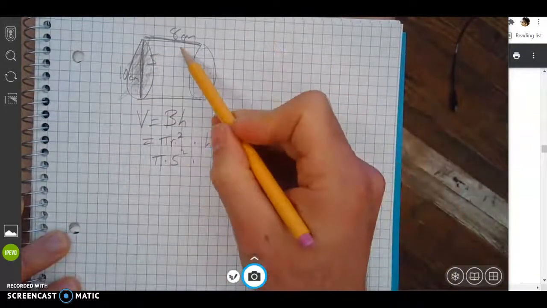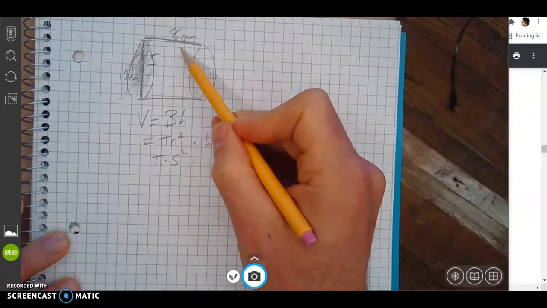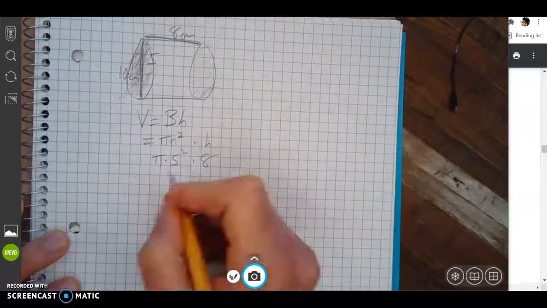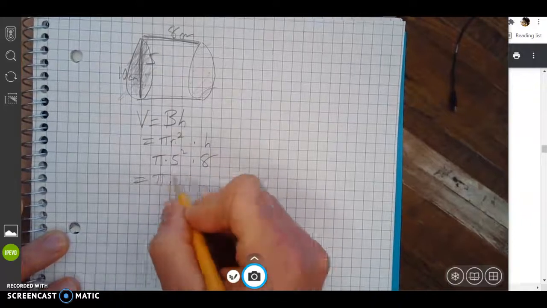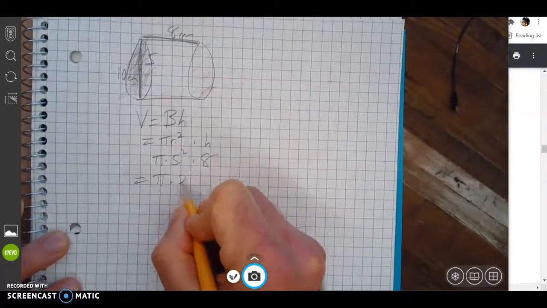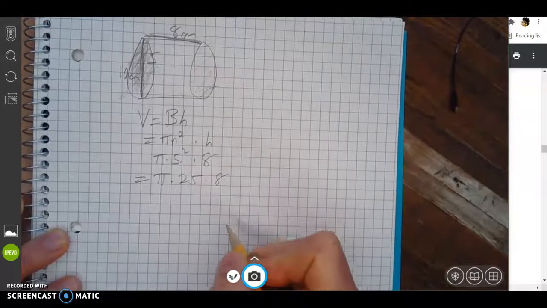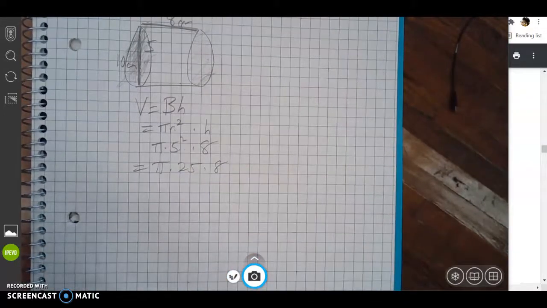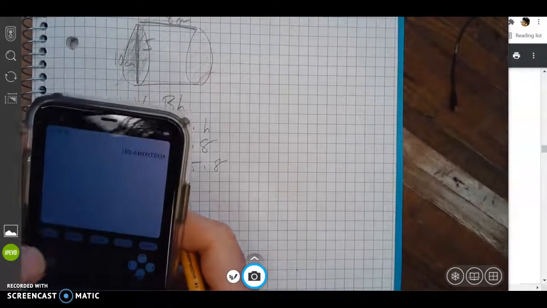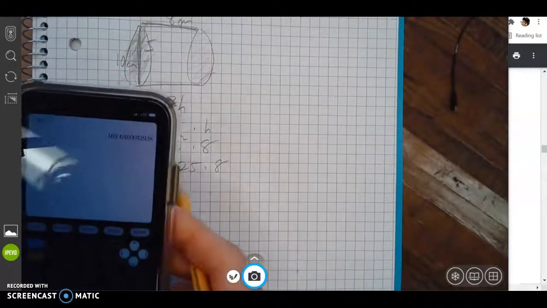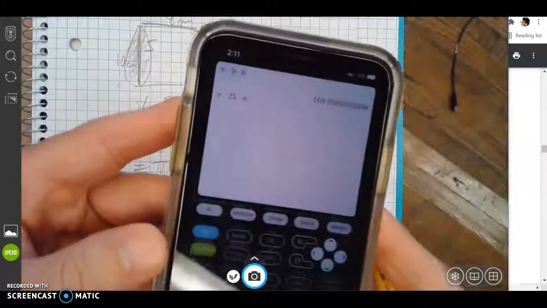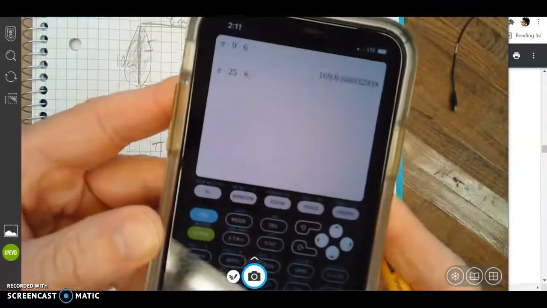Height and length in this case, just like in the triangular prisms, is about the same thing. So the length or the height is 8, like that. So I have pi times 5 squared, which is 25, times 8. Now I can use my calculator. It doesn't matter what step you use the calculator on. So I got pi times 25 times 8.